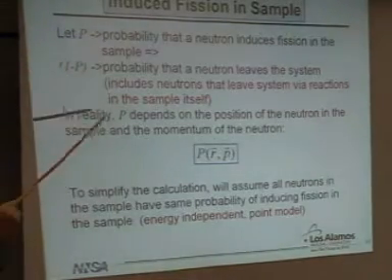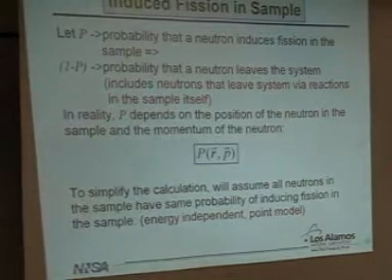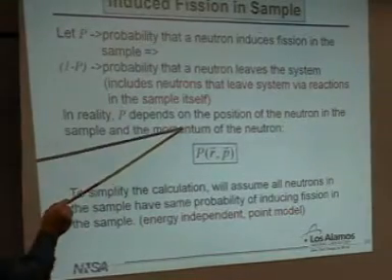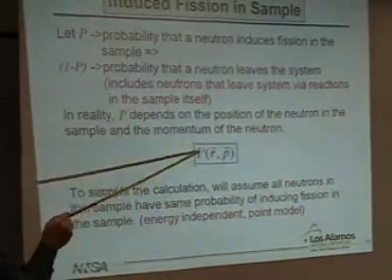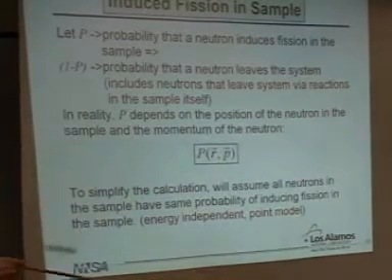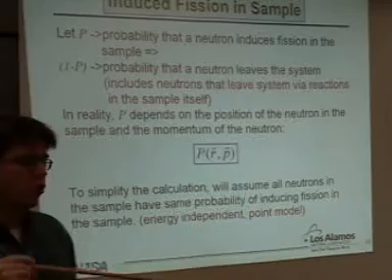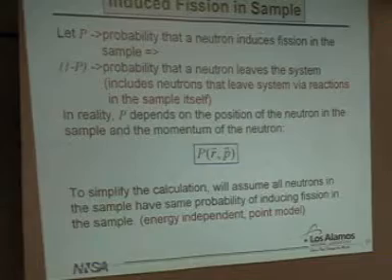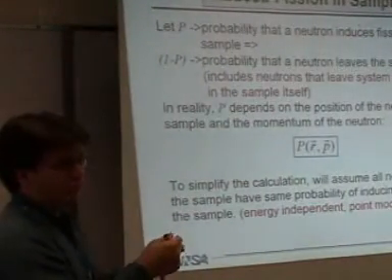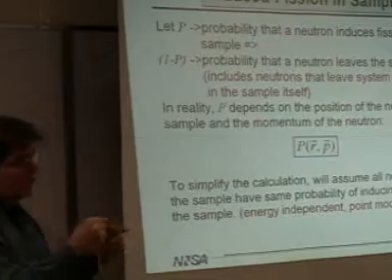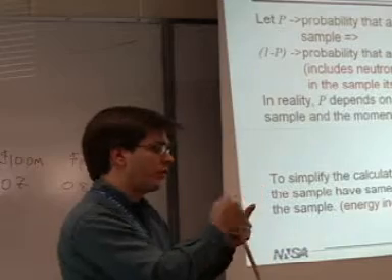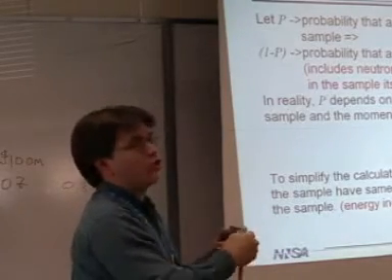In reality, though, this probability really depends on the position of the neutron in the sample, where it starts, and where it's going to. So really P should be a function of the position and the momentum. A neutron that's born in the center of a large sample goes through a lot more material and has a higher probability of inducing fission than a neutron that's born on the outside of the sample. Or if two neutrons are born in the same place, but one goes in a direction that encounters more material than the second neutron, it depends on the direction or the momentum of the neutron, where it's heading.